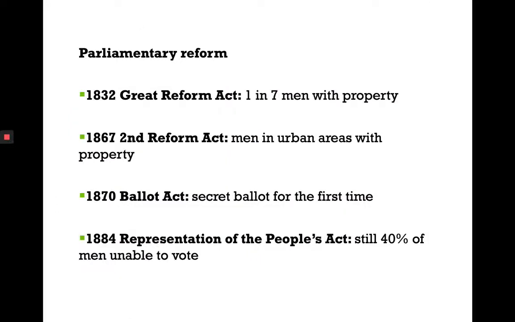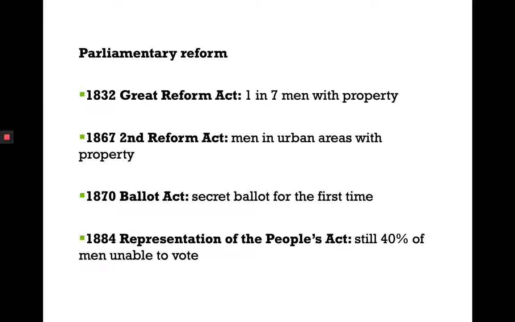So parliamentary reform. Over the period from 1832, we see a number of parliamentary reform acts, changes to the number of people, basically, who could vote in the UK. In 1832, the Great Reform Act, where we see 1 in 7 men with property could now vote. Now, it's important to note that's just men, but men with property. We have the Second Reform Act in 1867, where the number of people who could vote was increased again, and this time it was men in urban areas, again with property.